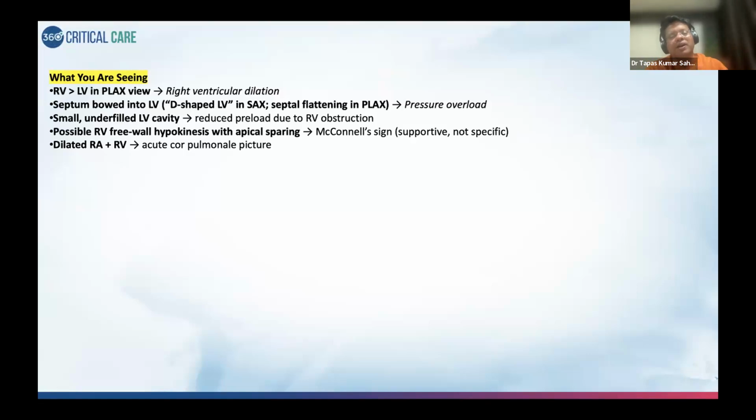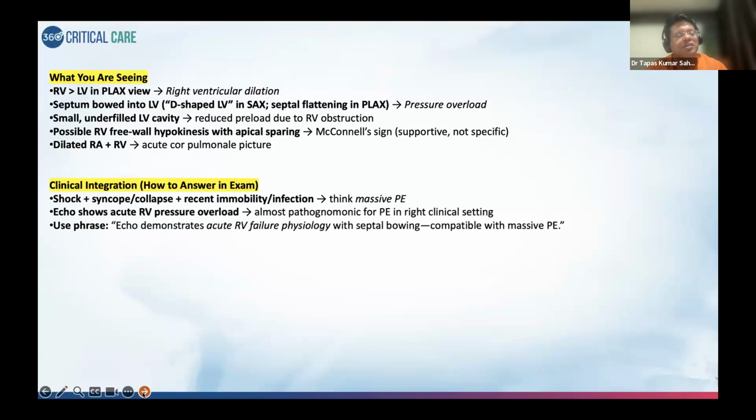You all know it, McConnell sign, supportive, but that is not specific. Dilated RA and RV, acute cor pulmonale picture. Now, clinical integration, how you are answering in the examination. It's not like saying that the right ventricle is dilated, the left ventricle is not that much dilated. These are bits and pieces answers. The examiner would not be impressed when you are appearing in the DrNB final exam or DM final exam.